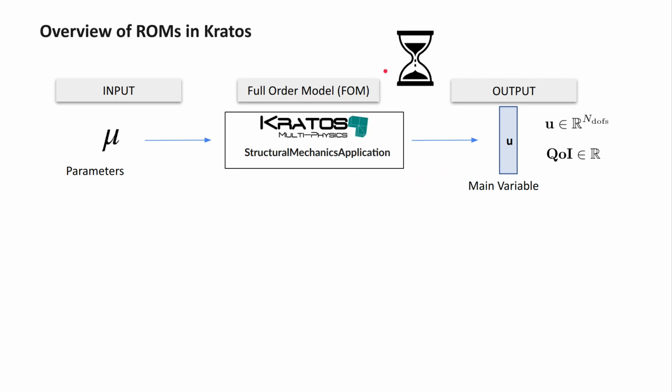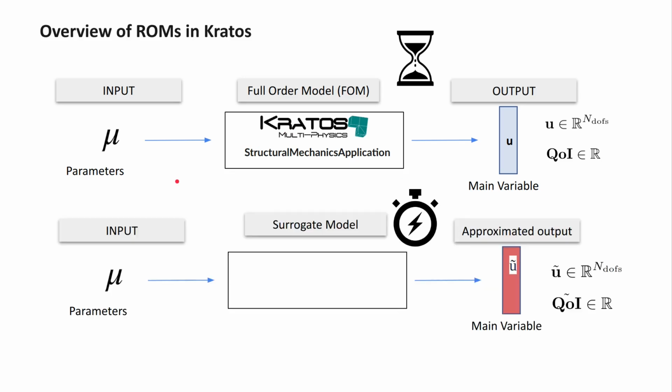So this might be time consuming, and one might then be interested in obtaining the following. I might be interested in getting approximated solutions that are accurate enough for my purposes, but that are obtained much faster. So given changes in boundary conditions and material properties, I want to see approximated displacements or approximations to this quantity of interest. We are doing this through the usage of reduced order models in the reduced order model application.